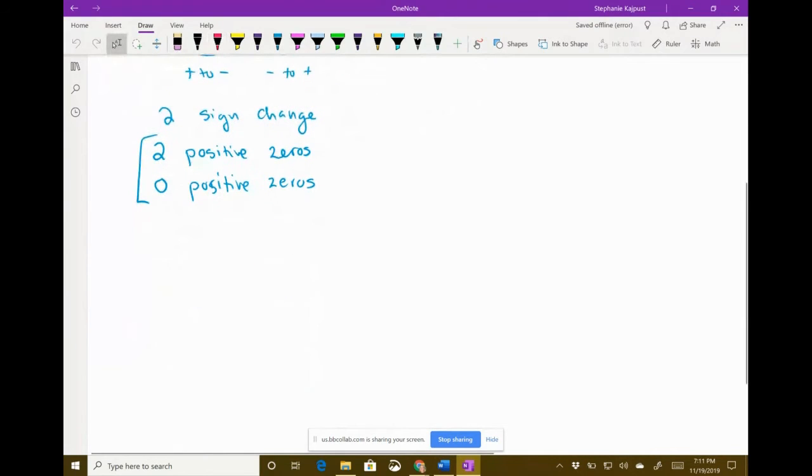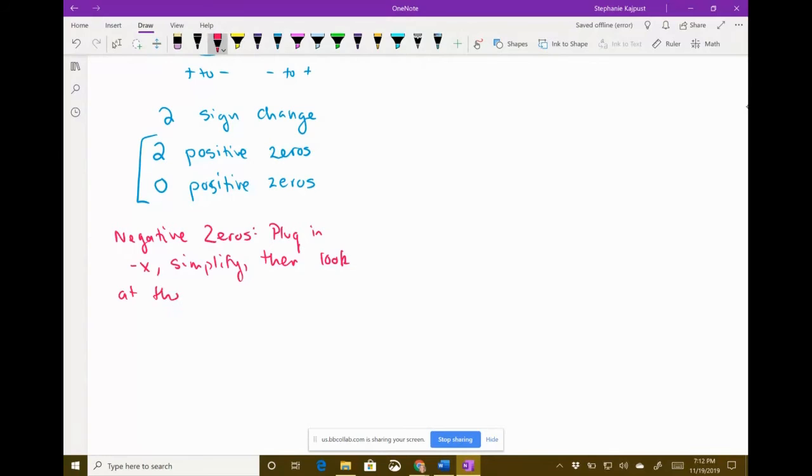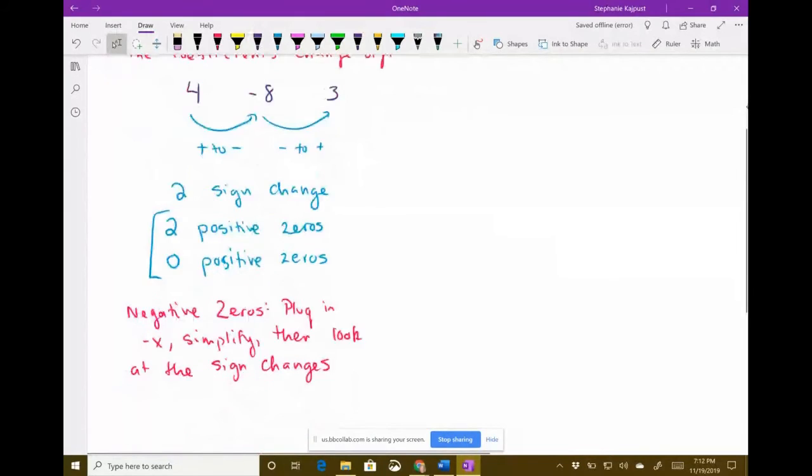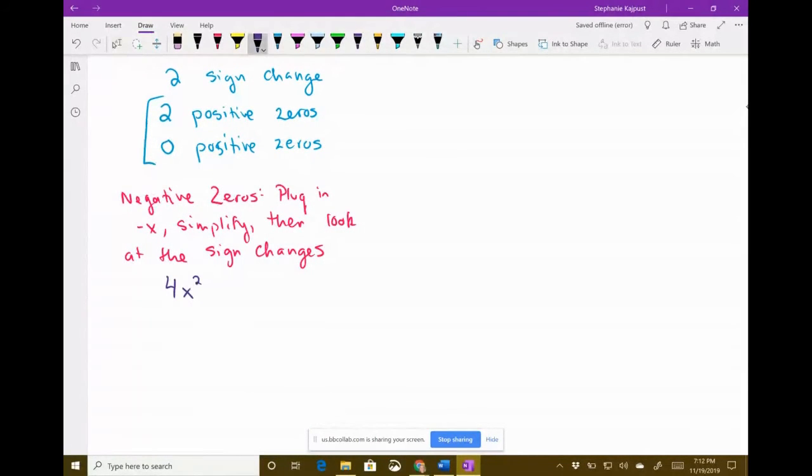For the negative zeros, you plug in negative x, and then you look at the sign change. You have to simplify. Then look at the sign changes. So we have 4x squared minus 8x plus 3. And so I'm going to plug in negative x instead of regular x. And then I need to simplify.